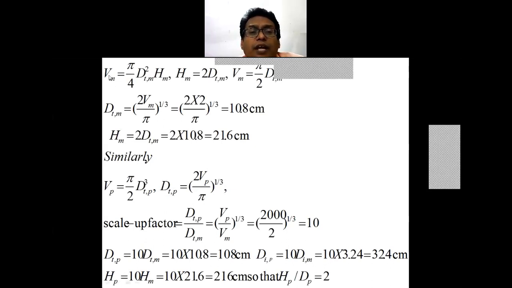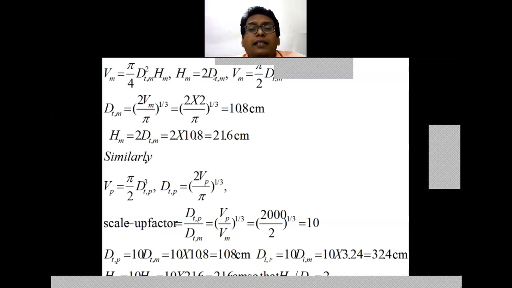So Vm, which corresponds to the volume of the model, is nothing but pi by 4 into the diameter of the tank of the model into the height, where the height of the model is equal to 2 times the diameter of the tank of the model. So I can substitute these values of h and write in terms of d. So the volume of the model is equal to pi by 2 into dTm cube.